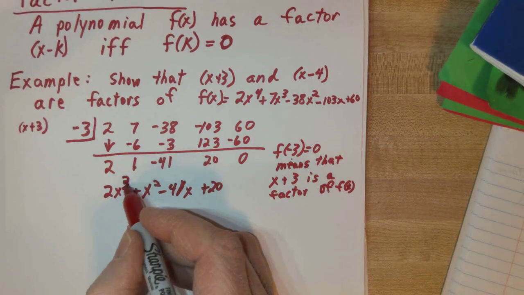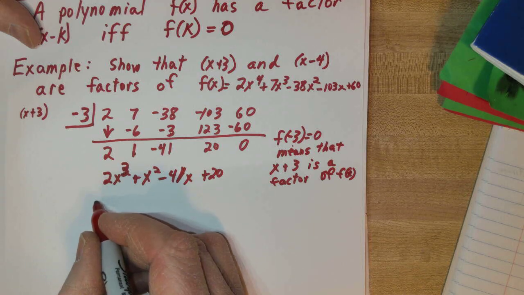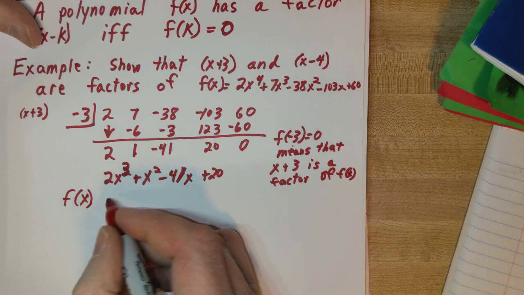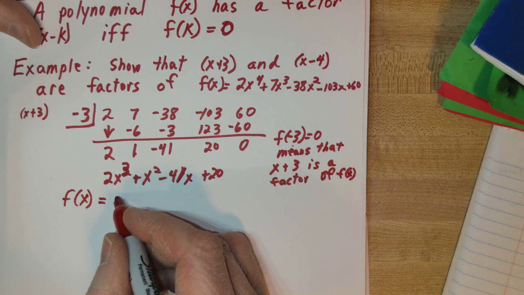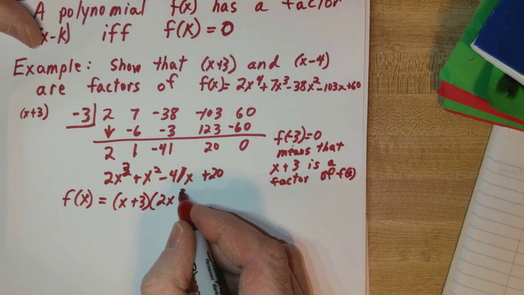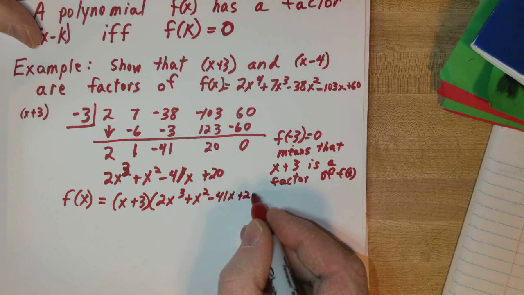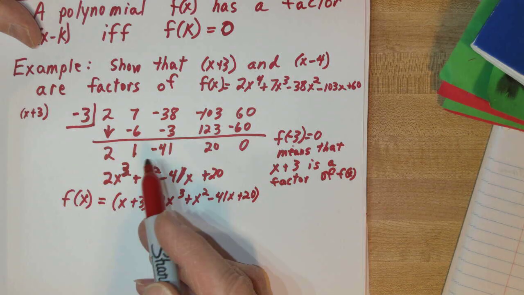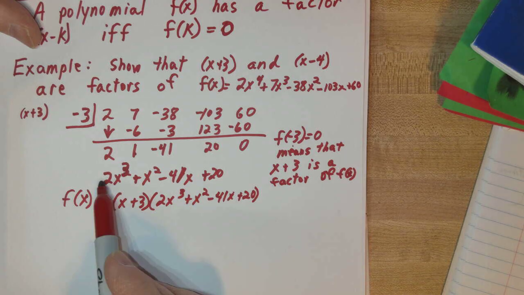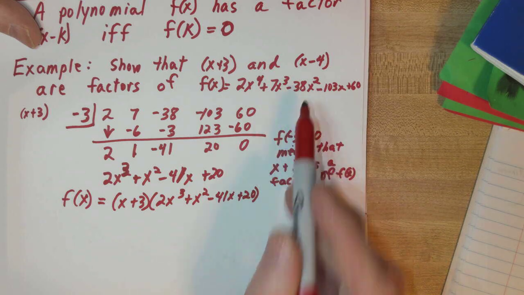Okay, now I want you to think about something here. For this one time, for the demonstration, f of x is equal to x plus 3 times 2x cubed plus x squared minus 41x plus 20. Okay, that's from our work. If f of x divided by x plus 3 is this, then x plus 3 times 2x cubed plus x squared minus 41x plus 20 is equal to this f of x here.